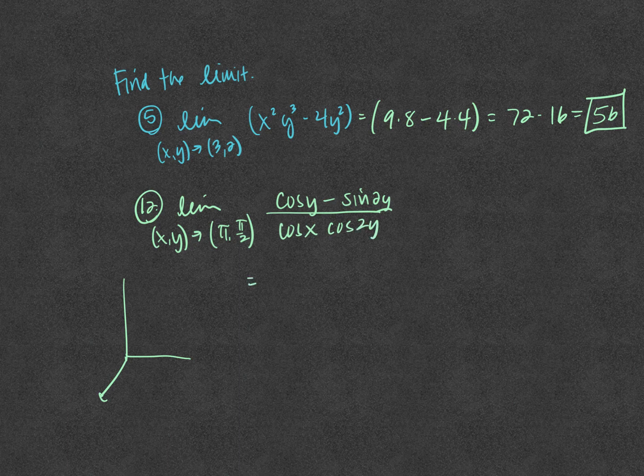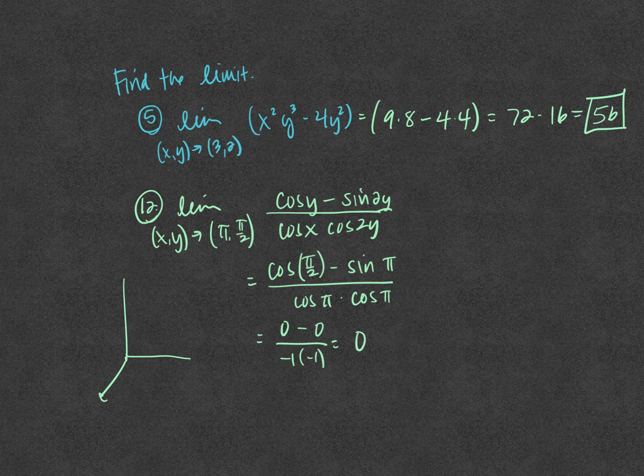So when we plug these in, we get cosine of y, which is pi over 2, minus sine of 2y, so 2 times pi over 2 is pi, over cosine of x, which is pi, times cosine of 2y, which is 2 times pi over 2, which is pi. Now cosine of pi over 2 is 0, minus sine of pi is 0, over cosine of pi is negative 1, times cosine of pi is negative 1. So we get 0.